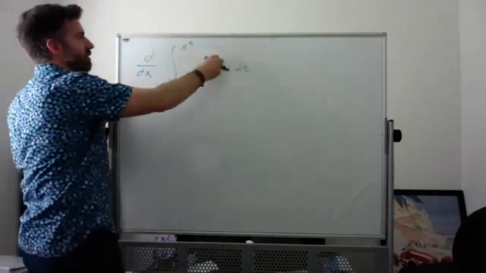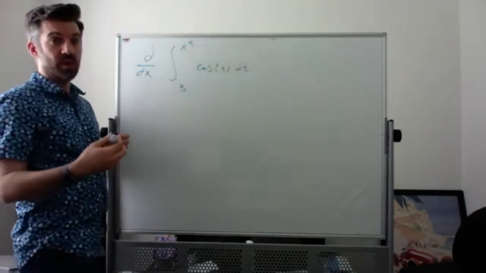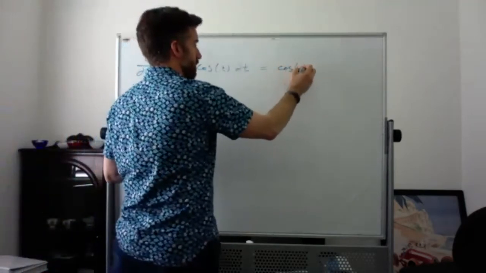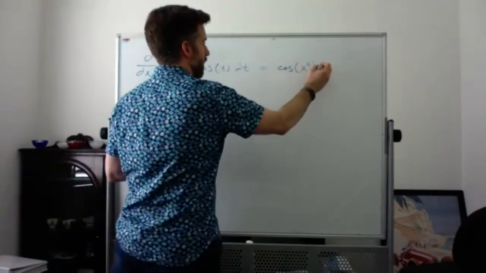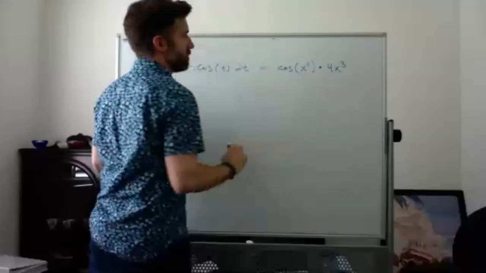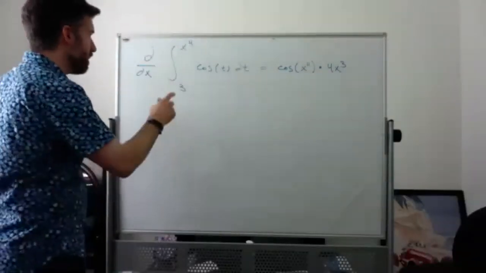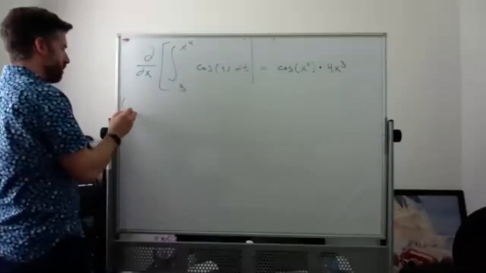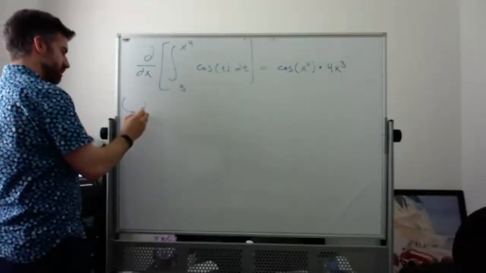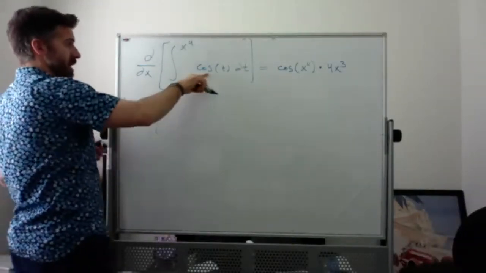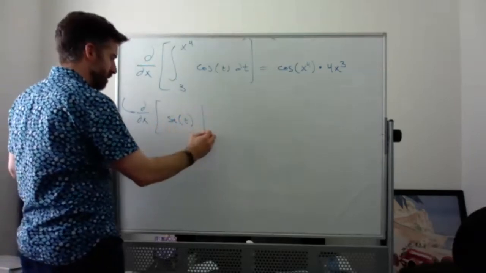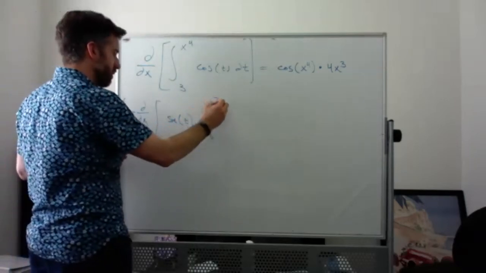I'm going to plug in the x to the 4th, but then I have to multiply by the derivative of x to the 4th. So I know that the answer is going to be cosine of x to the 4th times the derivative of x to the 4th, which is 4x cubed. Now here's why. With this one we can do the long process. I can also say, well, I'm going to antidifferentiate this. The antiderivative of cosine of t is sine of t, evaluated between 3 and x to the 4th.